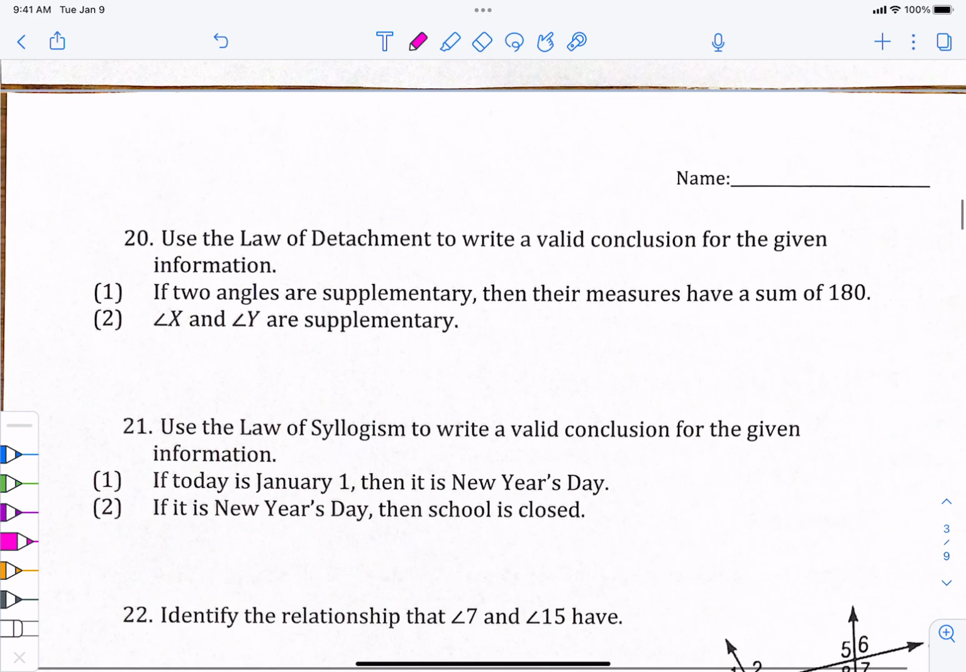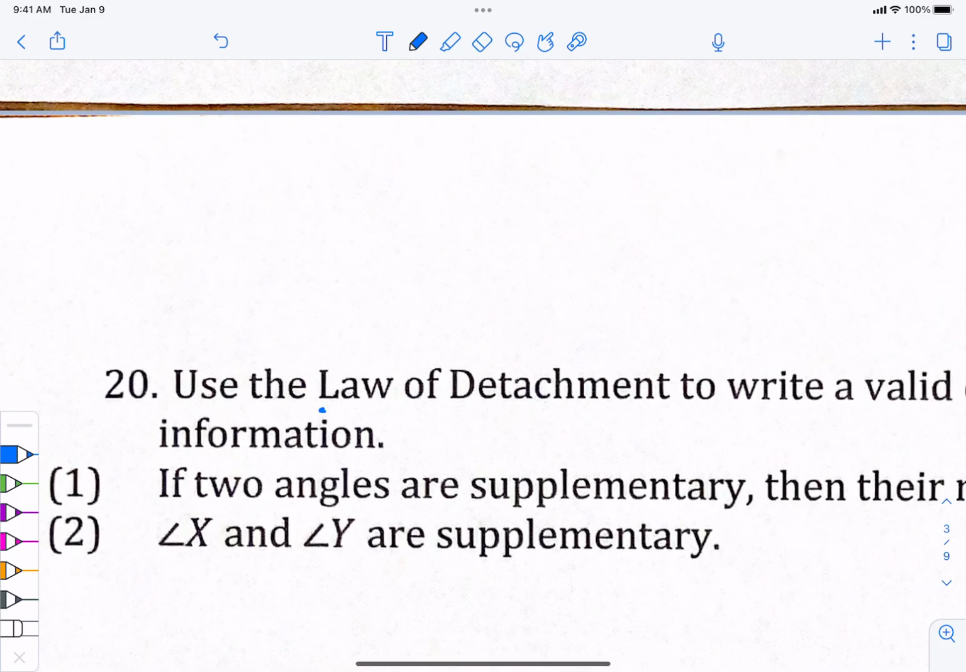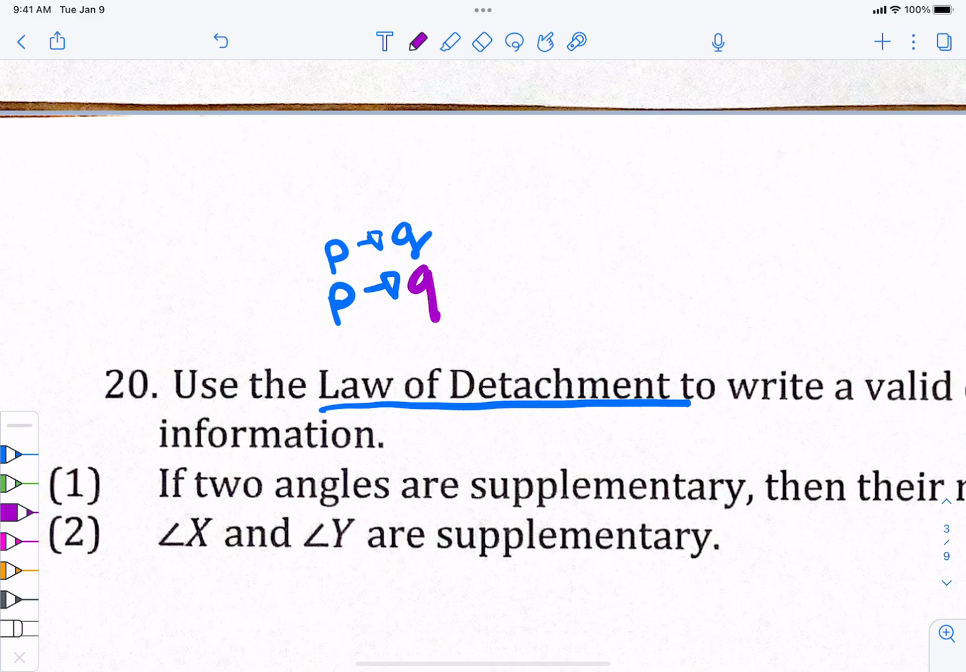The next two are going to be the law of detachment and the law of syllogism. So I'm going to write out the pattern for the law of detachment, okay? Detachment goes P, then Q, and then they'll give you a P, and they want you to tell me Q. This is what we have to come up with, okay?